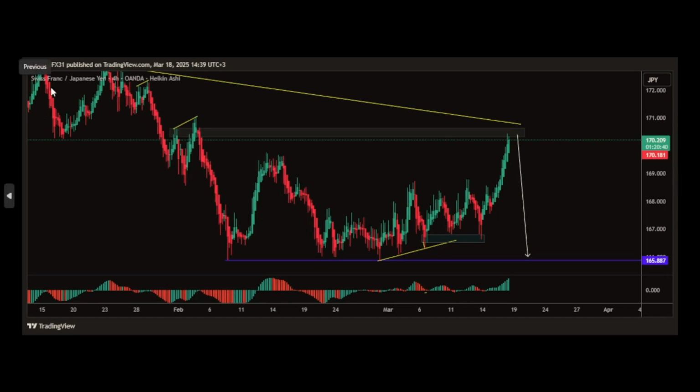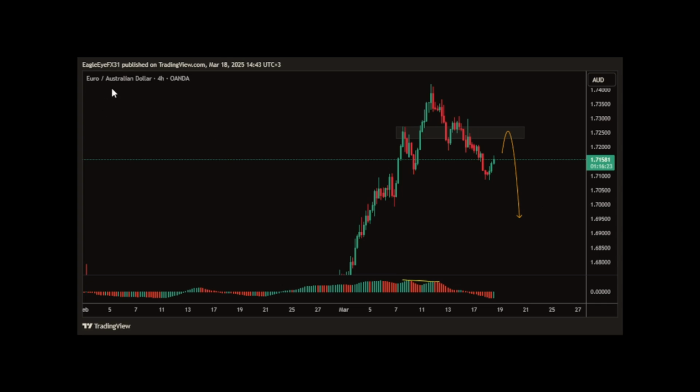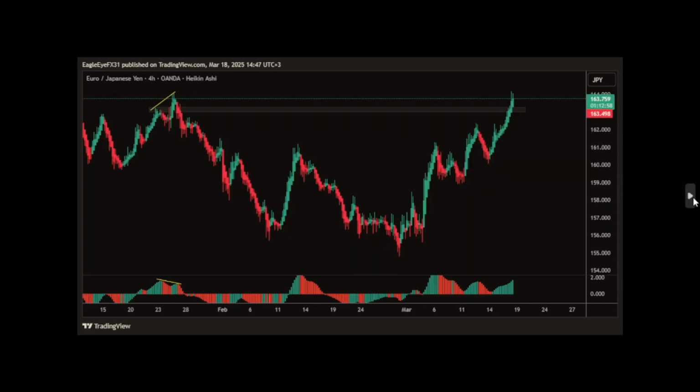This was CHF JPY. We're also looking for a sell, and you can see the outcome. This is it. Once we get our confirmation, we just go inside, and then this is our sell. All right. Then we have Euro AUD. This one, not yet, hasn't played out yet.